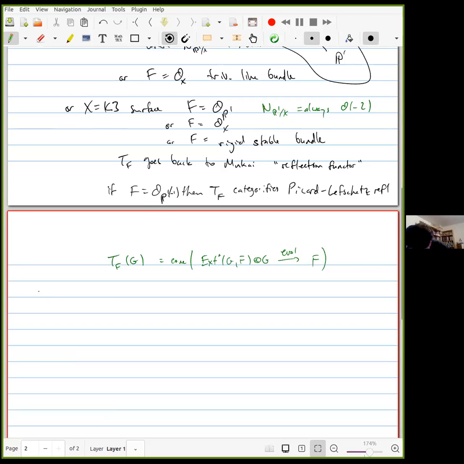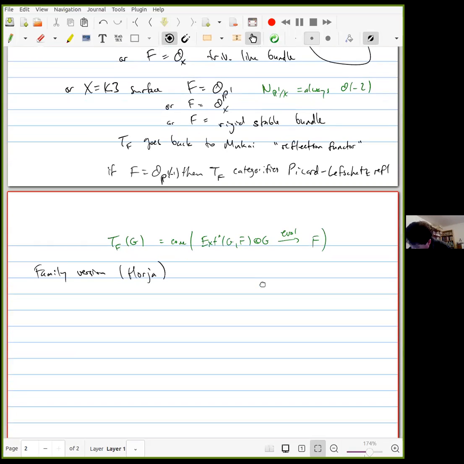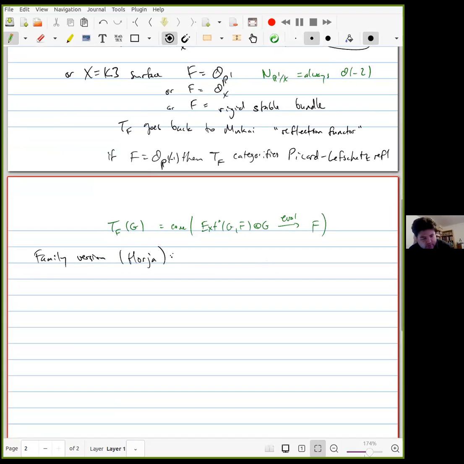Now there's a family version due to Paul Horja, and he calls them easy spherical objects. I'm just going to give one example. I'm going to take Z to be a K3 surface. I'm going to take X to be the Hilbert scheme of 2 points on the K3. And I'm going to take E to be the length 2 subschemes.